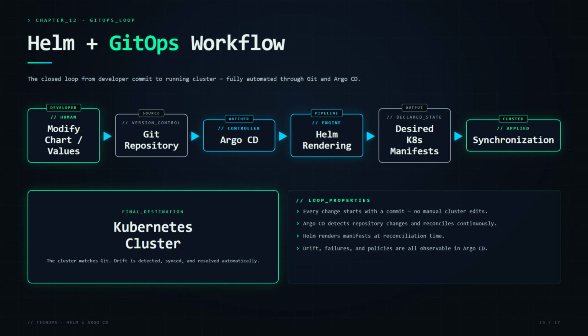Now let's put everything together and look at the complete Helm and GitOps workflow. A change starts with a Helm chart or its values. When Git is used as a source, the change is committed to the Git repository. Argo CD detects the updated desired state and renders the Helm chart to generate the Kubernetes manifest. Argo CD then synchronizes those manifests with the Kubernetes cluster. This gives us a clear flow from the desired configuration to a running application. And if the live resources are changed outside the GitOps workflow, Argo CD can detect the difference and, with self-healing enabled, restore the desired state.